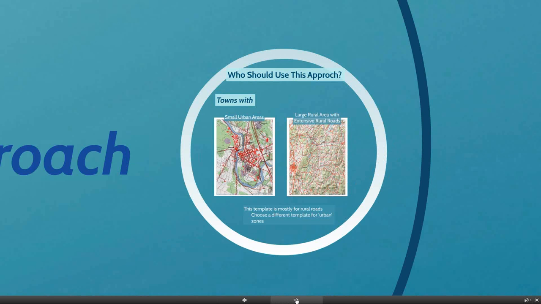People that should use this approach, this is really geared towards large rural areas where there's the extensive rural road network. If your focus area is in more urban zones, you should be looking at one of the other templates that we've already run through during one of the other webcasts.